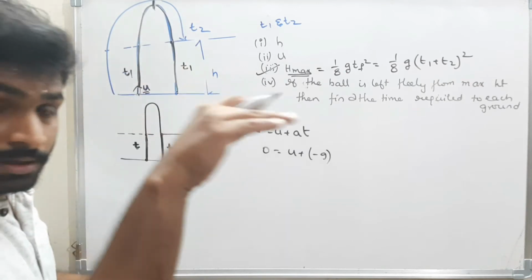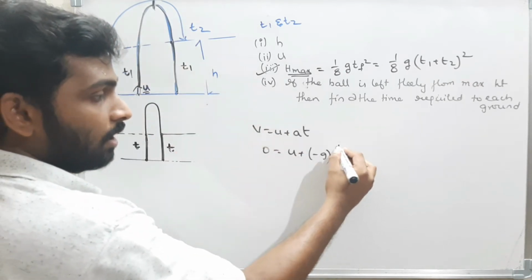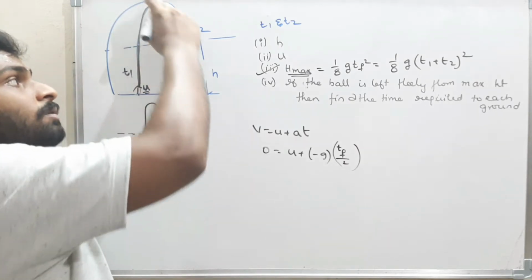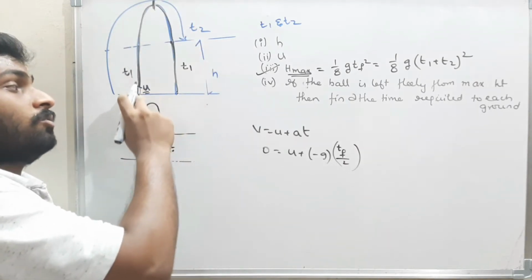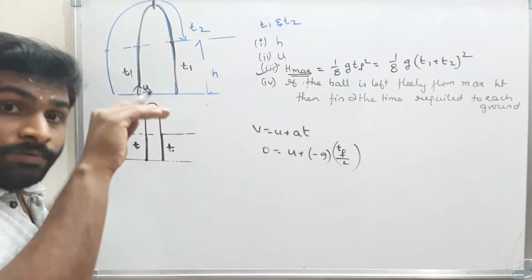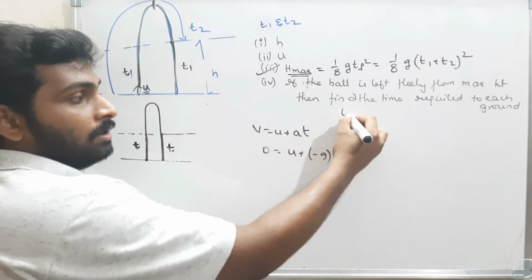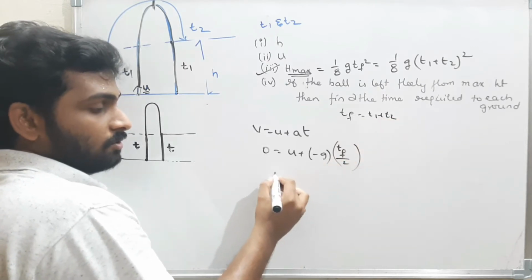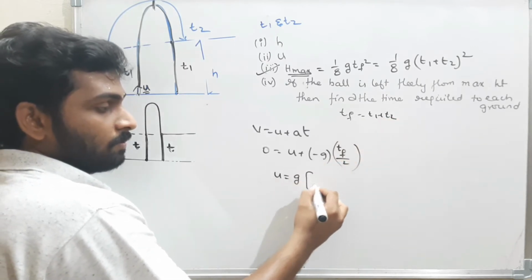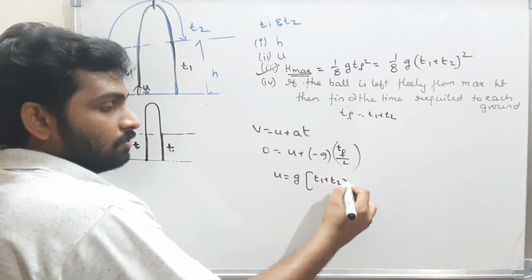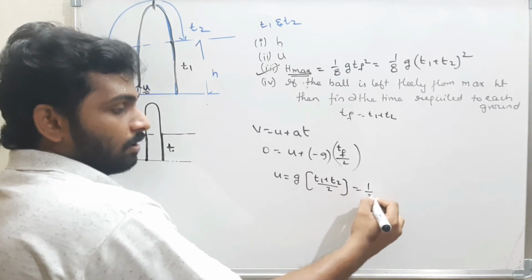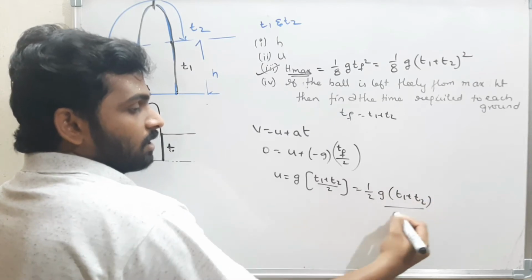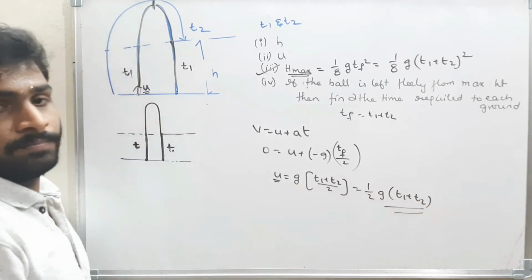That is half of the time of flight. The total time is the time of flight, and the time taken by the body to move from here to here is half of the time of flight. What is the time of flight? The time of flight we got as t1 plus t2. Therefore u is equal to g into (t1 plus t2) by 2, which is half g (t1 plus t2). This is the initial velocity of the body.